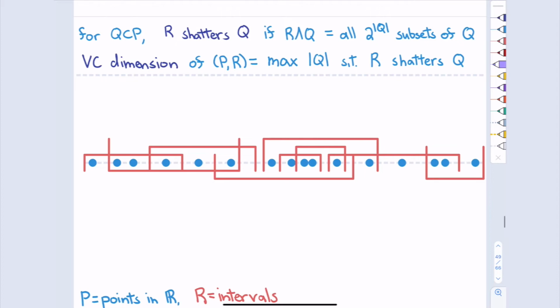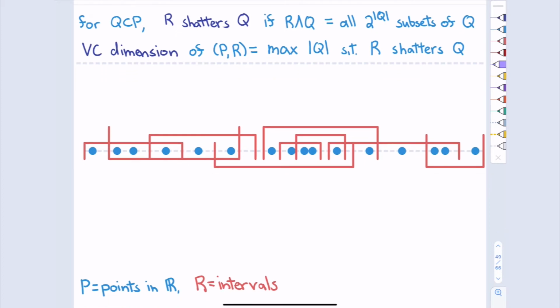Okay, so let's look at intervals. Okay. So let's say all intervals. Okay, so you can pick any interval you want. So R is of infinite size. What is the VC dimension of intervals of the line? So what is the maximum number of points that can be shattered by intervals? Sorry? It's not infinite.